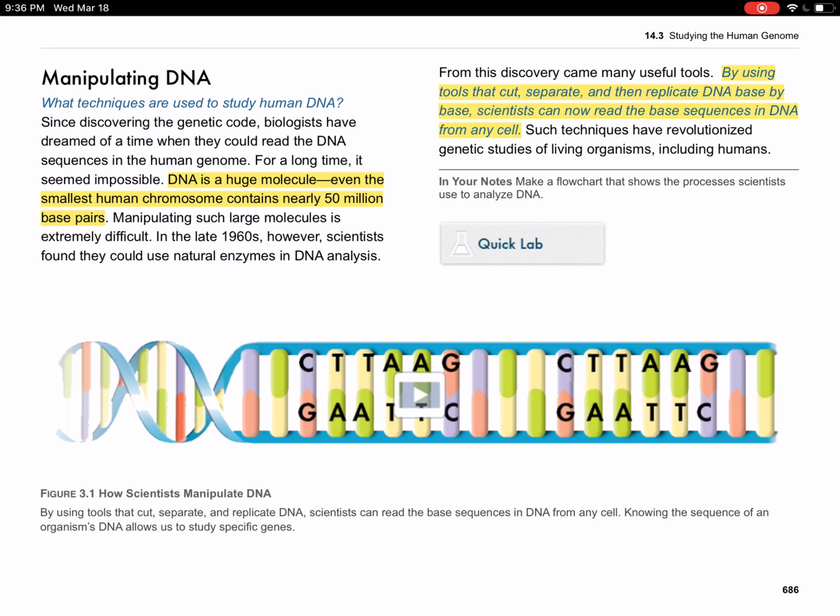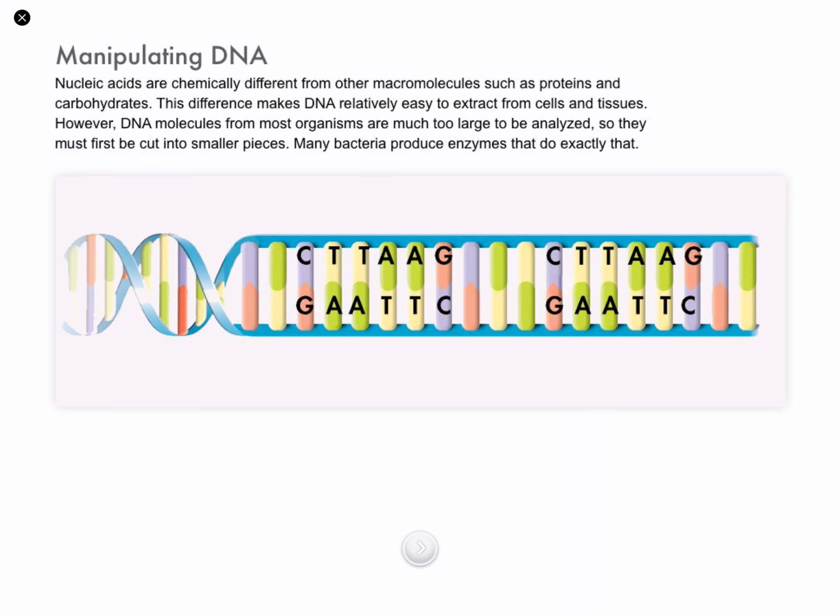Number 2, what techniques are used to study human DNA? By using tools that cut, separate, and then replicate DNA base by base, scientists can now read the base sequences in DNA from any cell. We take a look at the video here.